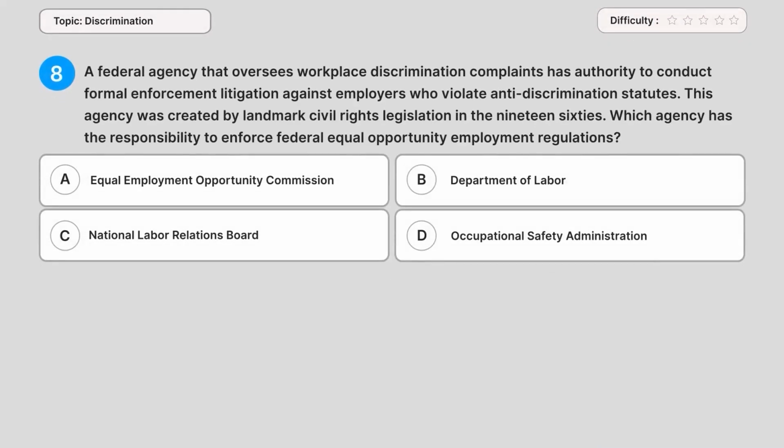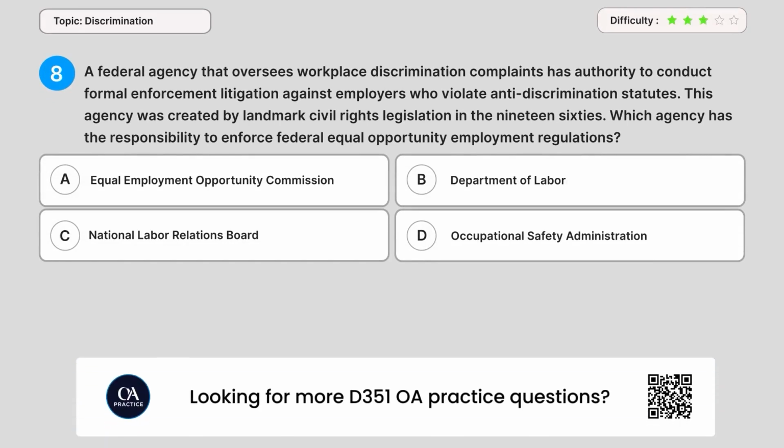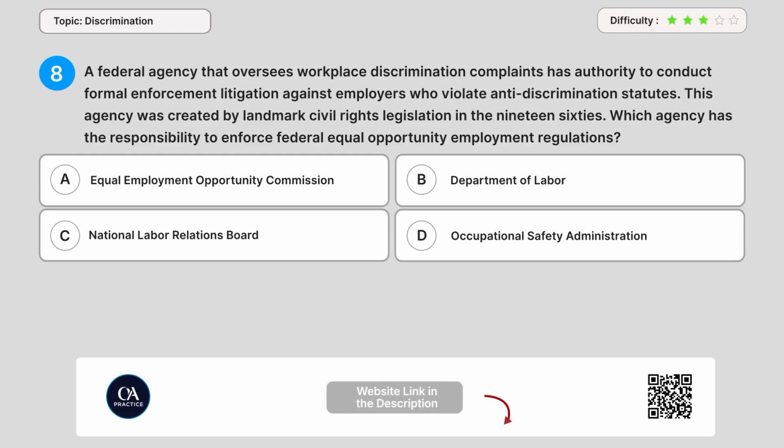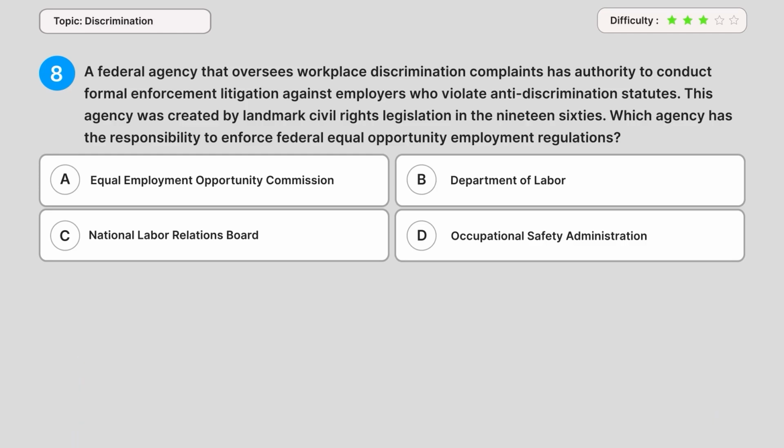8. A federal agency that oversees workplace discrimination complaints has authority to conduct formal enforcement litigation against employers who violate anti-discrimination statutes. This agency was created by landmark civil rights legislation in the 1960s. Which agency has the responsibility to enforce federal equal opportunity employment regulations?